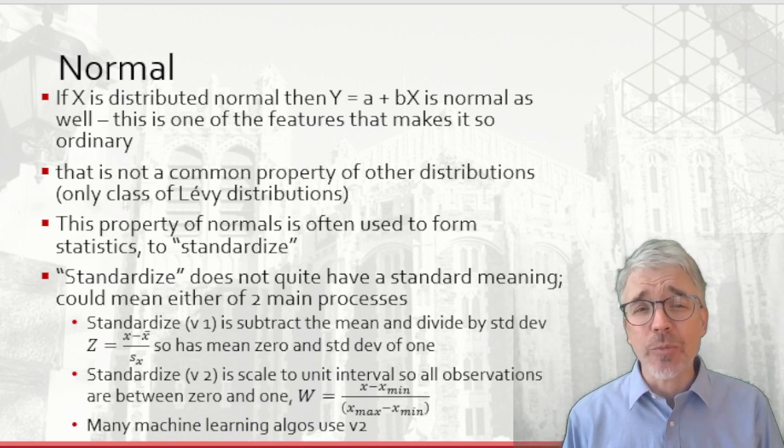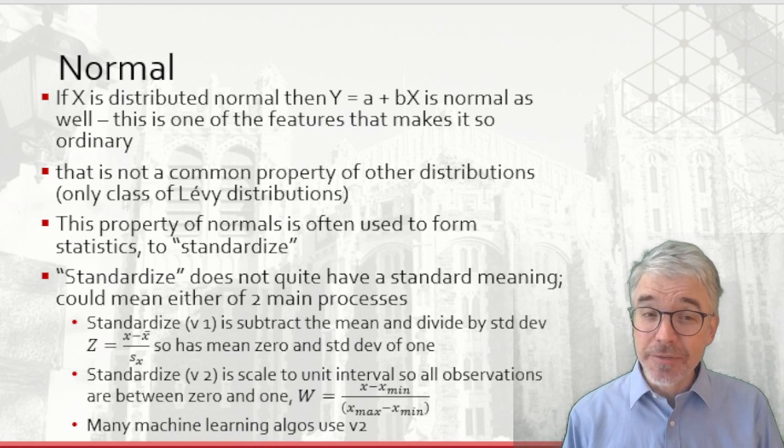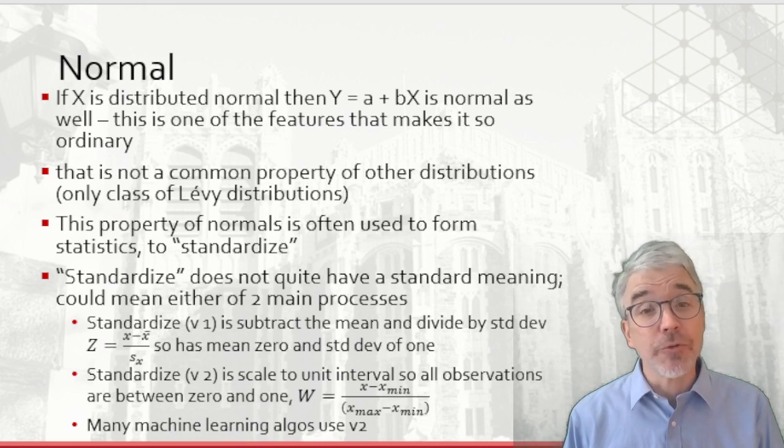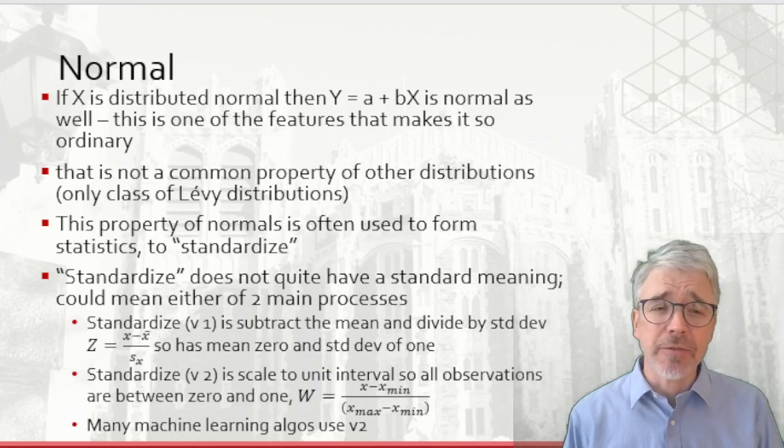We often standardize normal variables to form other statistics. Now, despite the terminology, standardized does not quite have a standard meaning. Version 1 of standardize, which is more common in mathematical theory, is that to standardize, you subtract the mean and divide by the standard deviation to get something that's often called z, with z equal to x minus x bar divided by standard error. Z would then have a mean of 0 and a standard deviation of 1. But it could have large values, positive and negative.